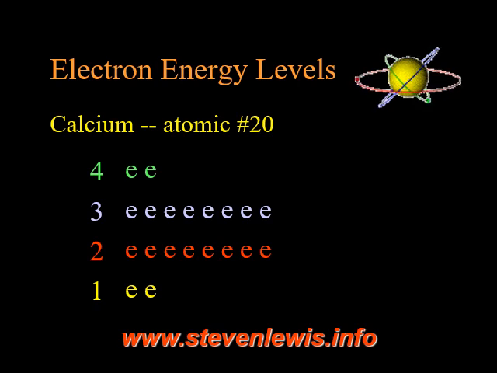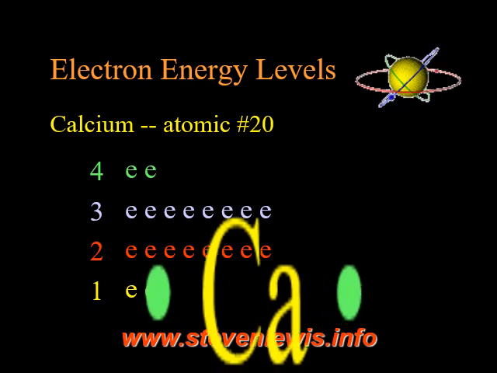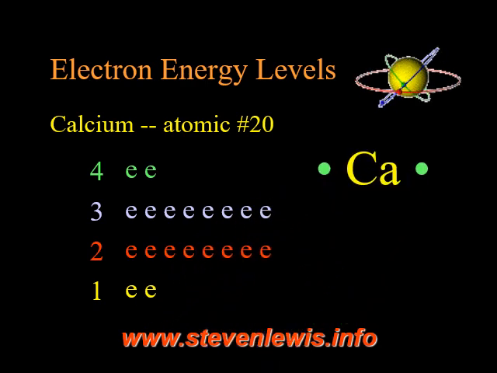We can further simplify the electronic structure of an element like calcium by writing its symbol, capital C, lowercase a, and placing around that symbol the number of electrons in its outermost floor, the so-called valence shell. So we write Ca with 2 dots around it, symbolizing the 2 electrons in the outermost or valence shell. We do this because it is the electrons in the valence shell of an element that play the most important role in the chemical reactivity of the element.